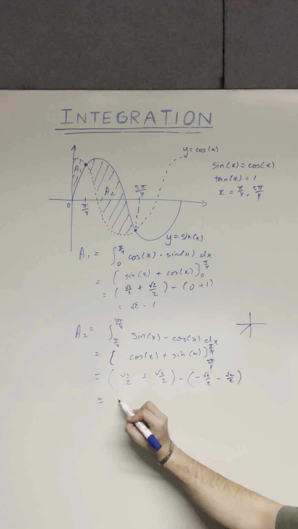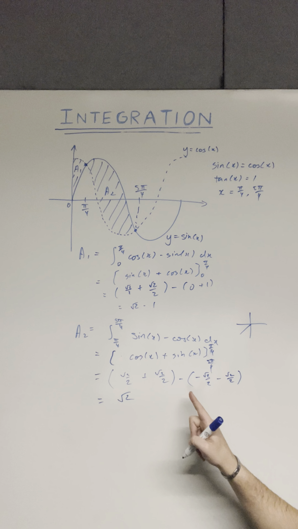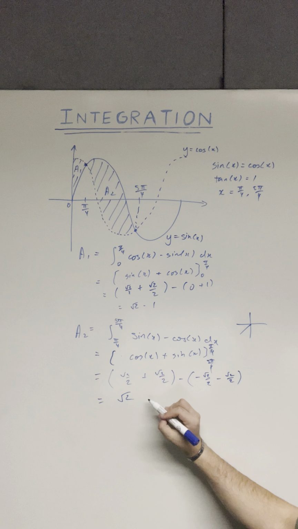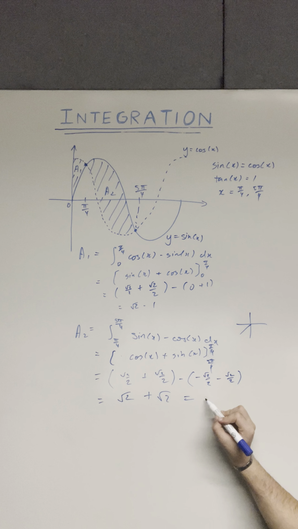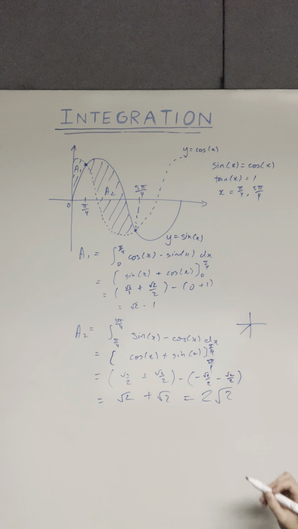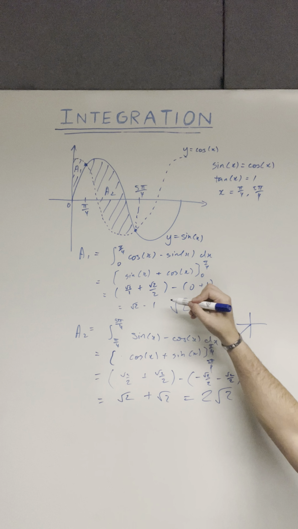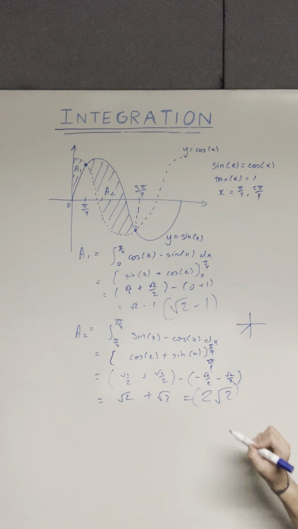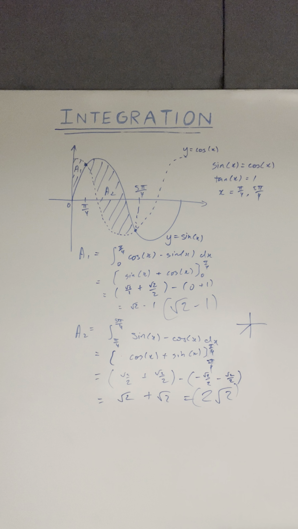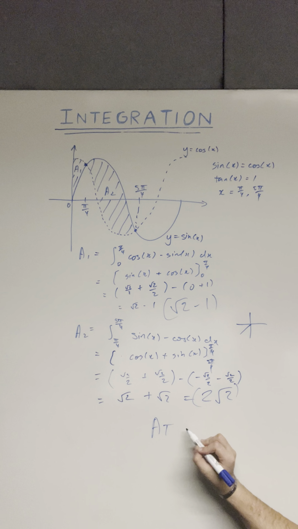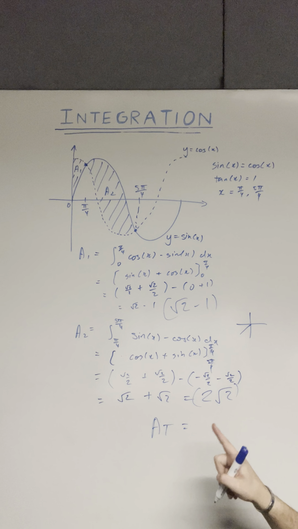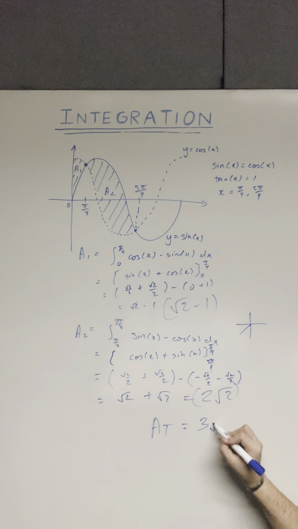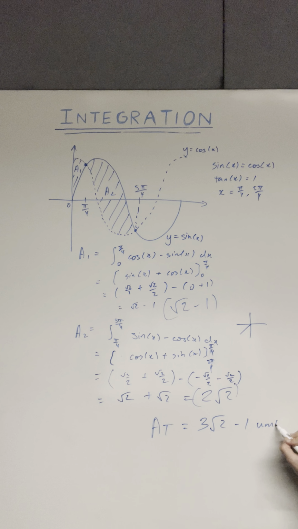So now we just simplify everything. This becomes root 2 here, and then we have minus negative root 2, so this becomes plus root 2, so we get 2 root 2 from this one. So I'm just going to write this bigger: we get root 2 minus 1 from this one, we get 2 root 2 from this one, so our total area, A total, is going to be equal to root 2 minus 1 plus 2 root 2, so we have 3 root 2 minus 1 units squared, and that's your answer for this one.